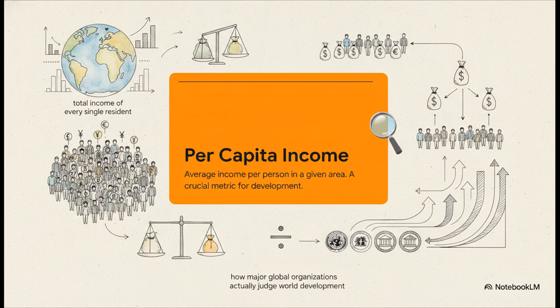What if one country just has a massive population compared to another? Of course their total will be higher. That's exactly why looking at per capita income, which is just the average income per person, is a much more accurate metric for comparison. And that brings us perfectly to how major global organizations judge world development.